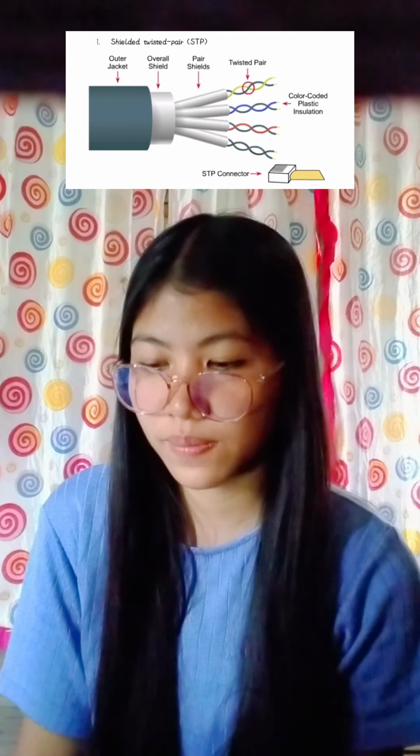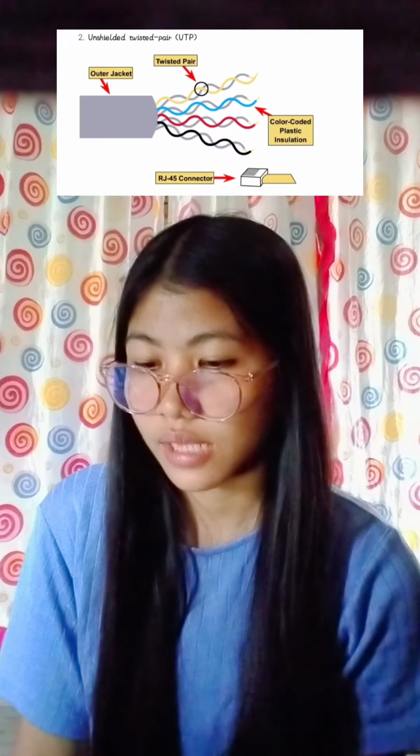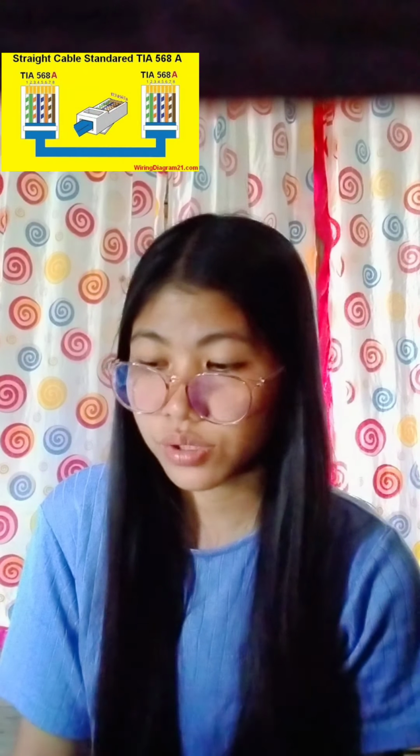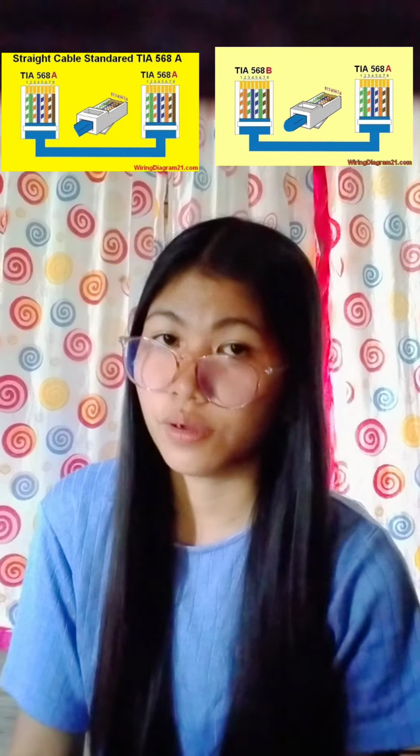So next is the internet. The predecessor of the internet was ARPANET, created by the Advanced Research Projects Agency or ARPA, and launched in 1969 during the Cold War. Another lesson that I've learned are the most common network LAN media: the shielded twisted pair or STP and the unshielded twisted pair or UTP. I also learned how to terminate cables, the straight-through cable and the crossover cable.